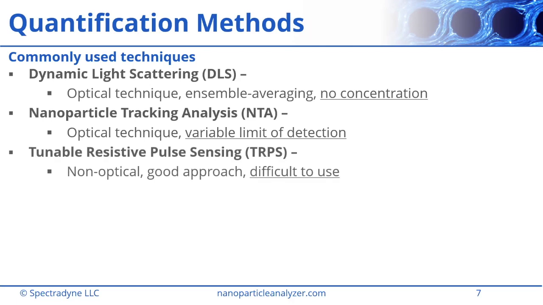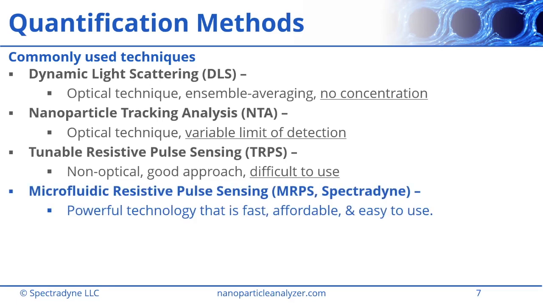I'll share some examples. In terms of non-optical techniques, there is one called tunable resistive pulse sensing, or TRPS. This is a non-optical method. It's electrical, so at Spectradyne, we're a fan of that approach. However, it's difficult to use in its implementation. It's a little bit simplistic. And that brings us to Spectradyne's technology, which is called microfluidic resistive pulse sensing. This is a powerful technology that's very fast and easy to use and affordable.